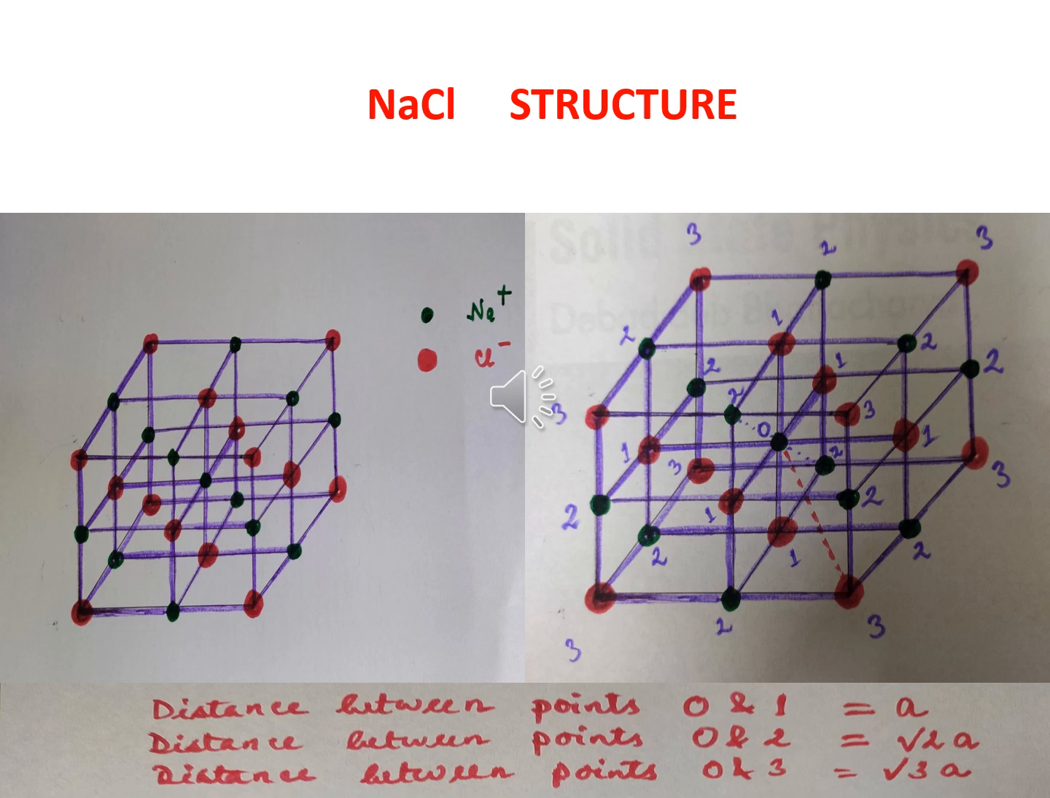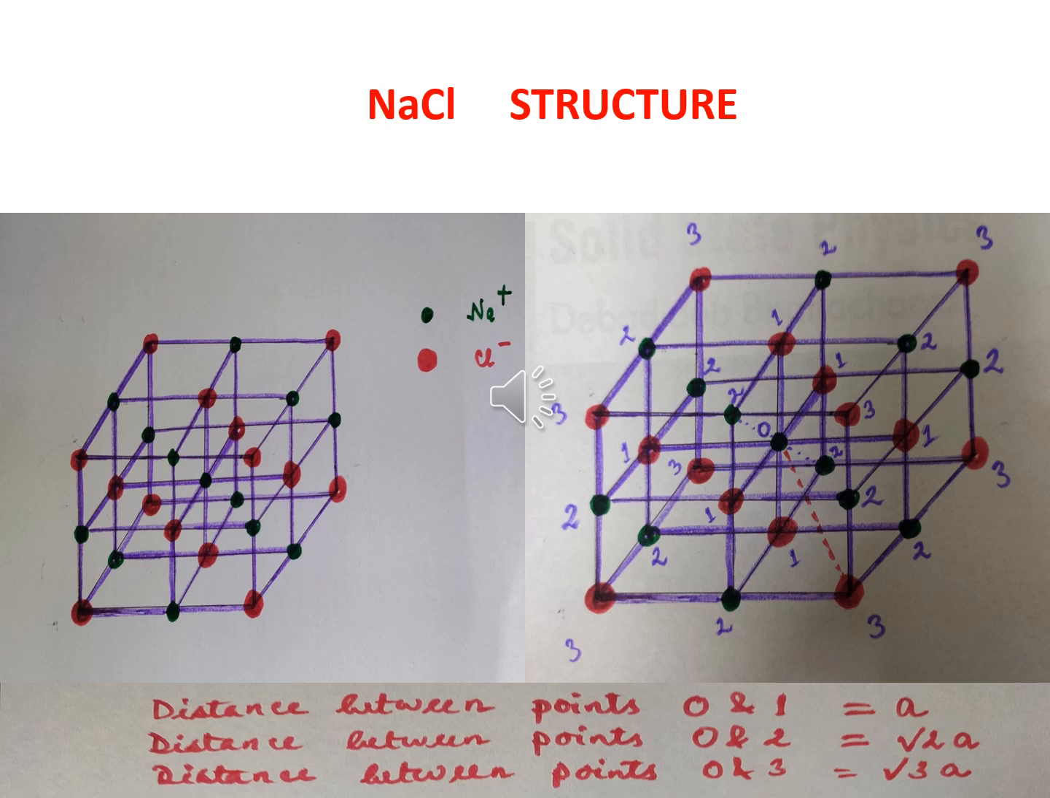Now let us have a look at the sodium chloride crystalline structure. We have marked sodium plus ions as green dots and chlorine minus ions as red dots. And let us take one sodium plus ion situated at the point 0 as our reference ion. And let the translation vector of this cubic structure be denoted by small a. Then we can see that at a distance of small a, the sodium plus ion is surrounded by 6 chlorine minus ions, and these chlorine minus ions have been denoted by positions 1.